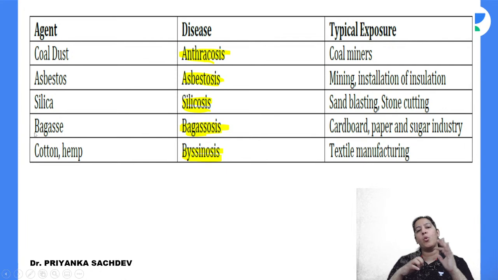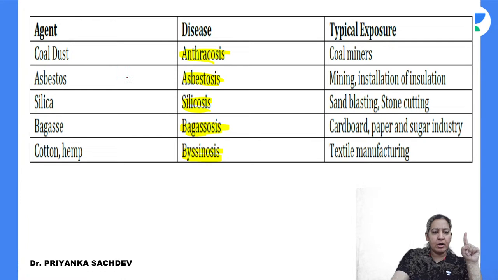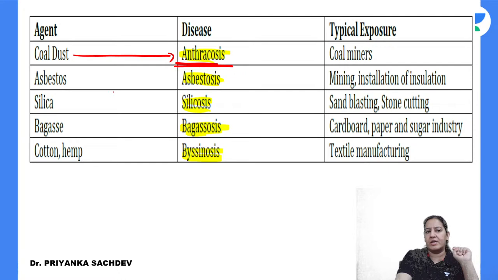Do you know the various types of pneumoconiosis? All these are lung diseases. In the lung, these are diseases due to deposition of some substance. So if coal dust is there, the person can have anthracosis. Anthracosis is due to coal dust. Asbestos causes asbestosis, this question will not come in your exam. It is very easy, right? Silica causes silicosis, again this will not come.